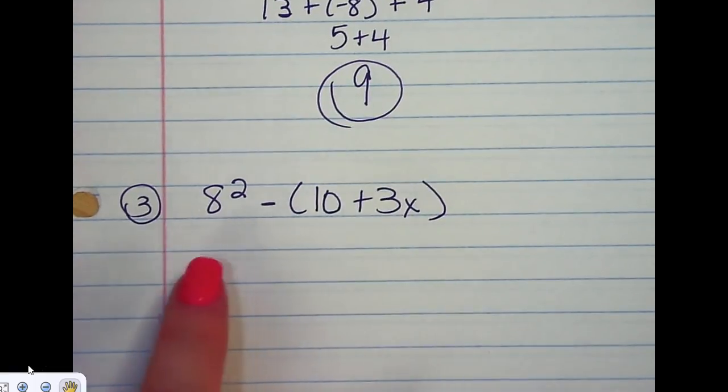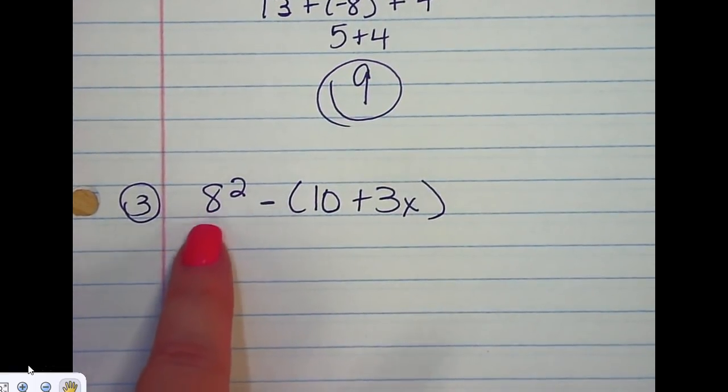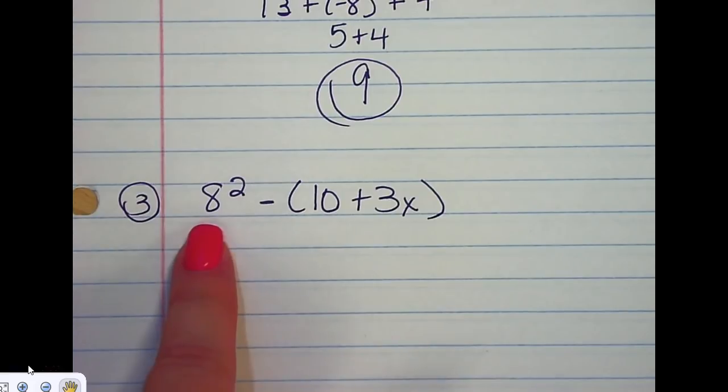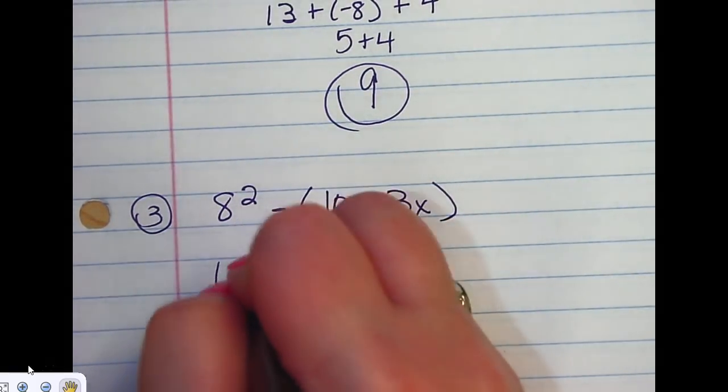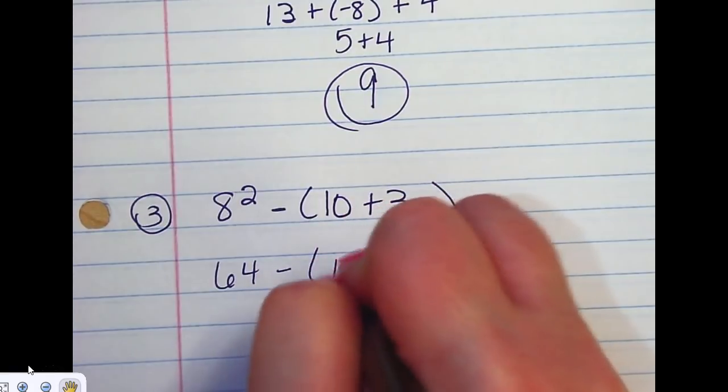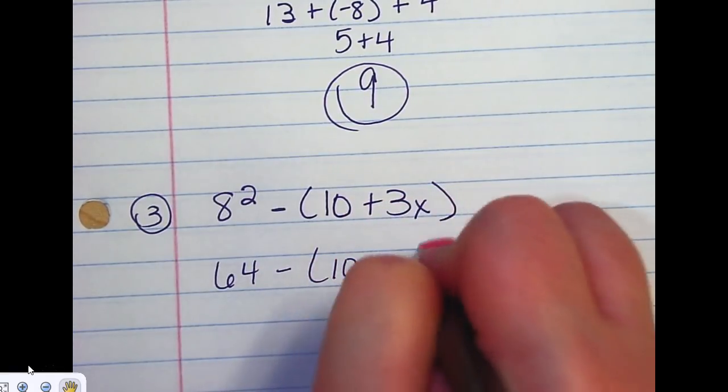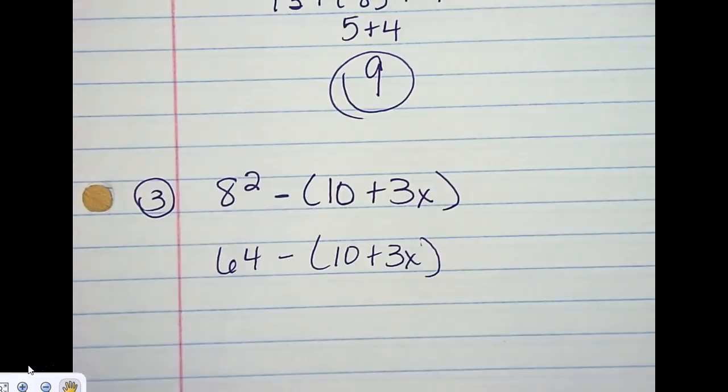So after parentheses is exponent. What's 8 squared? Is that 16? Yes, it's 16. It's 64. That means 8 times 8, not 8 times 2. 64 minus 10 plus 3x. Here's where the big mistake in homework's coming in. What do I need to do?